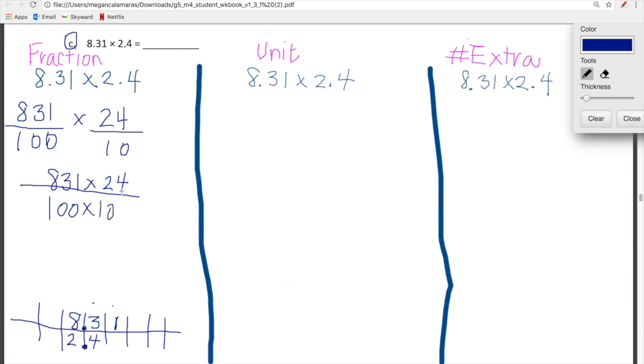Okay. So first order of business, we need to multiply 831 by 24.